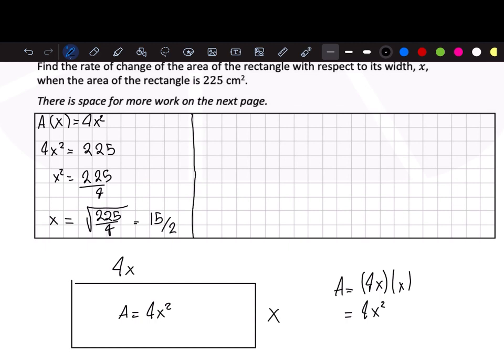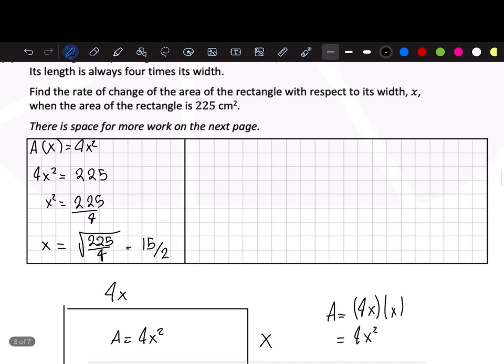Now the next step, I need to figure out the rate of change. So the rate of change of any function is what you get when you differentiate it. So if I take the function that I created by multiplying the length by the width to get the area function, I have A of x is equal to 4x squared. Now if I differentiate this, I get A prime, which is the derivative of A, is equal to, differentiate 4x squared normally, I just get 8x.